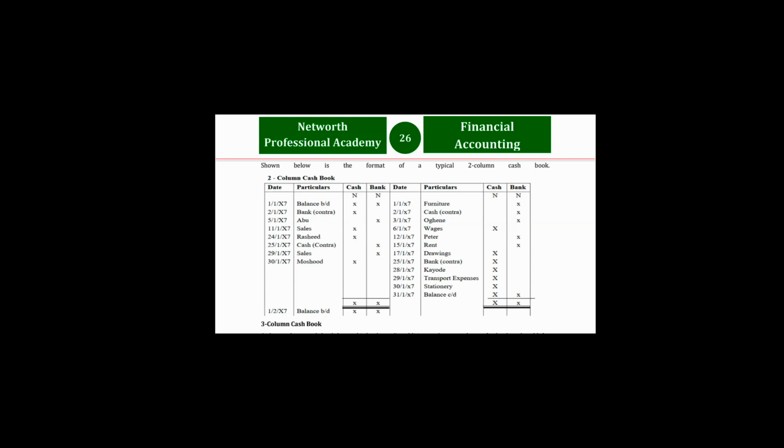What's the use of single column cash book, double column and three column cash book? Do all of them fulfill the same purpose? It depends on you. It depends on the one you are using. Okay, sir.